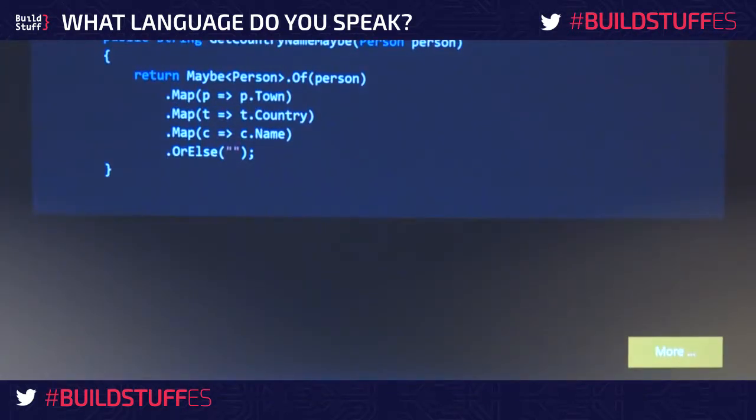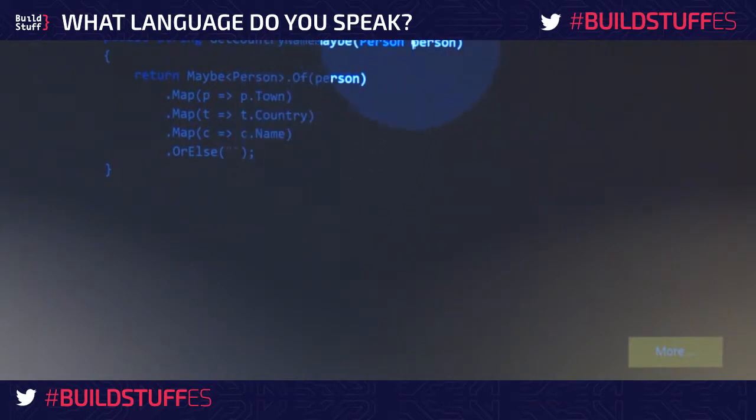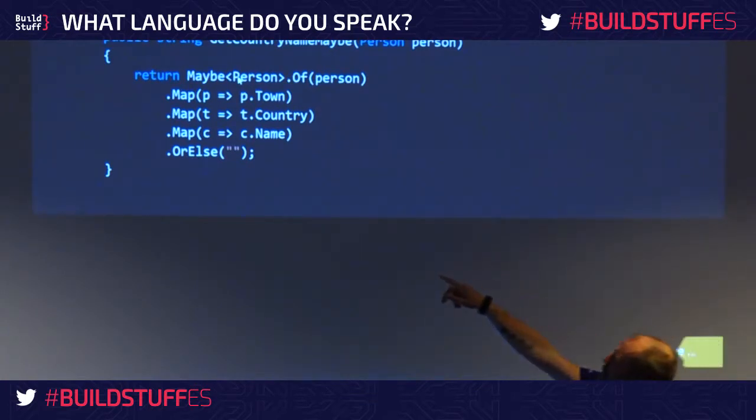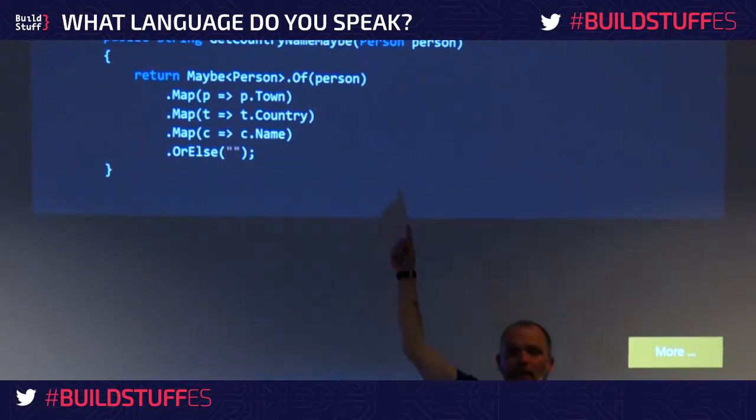So, if you start using this stuff, you end up with code like this. Again, this is a stupid example, I know, but it makes things very clear. Here's a method that says, give me the country name, maybe. I put in a person, so I'm saying, please construct me a box where there's a person inside of it.